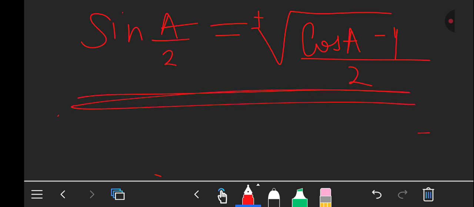Now, what is the half angle for tan? This is very interesting. When you have sine a over 2 is equivalent to, let's now forget about the positive or negative thing.